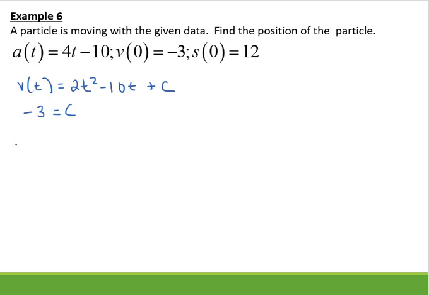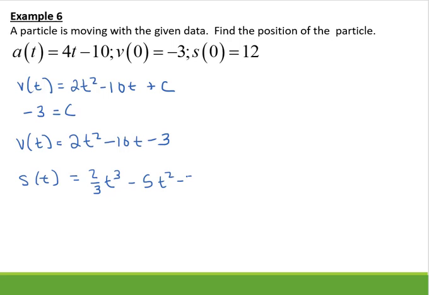I take the antiderivative of velocity to get me back to position. Again, I plug in 0 for t and 12 for s of t. So that's 12. That goes to 0. That goes to 0. So that's c. So now I have my position function.